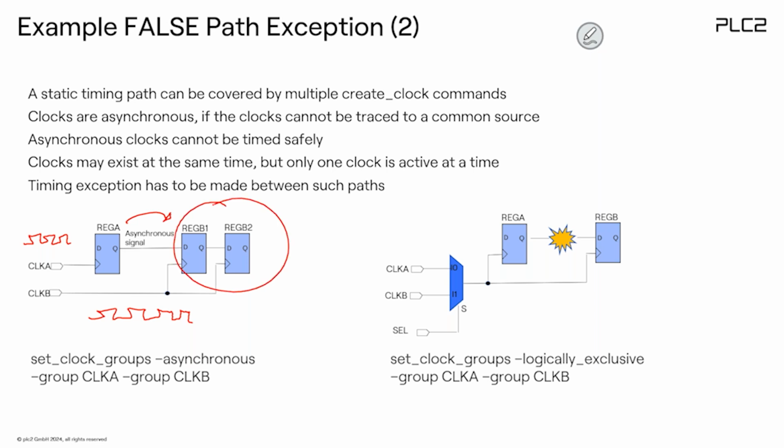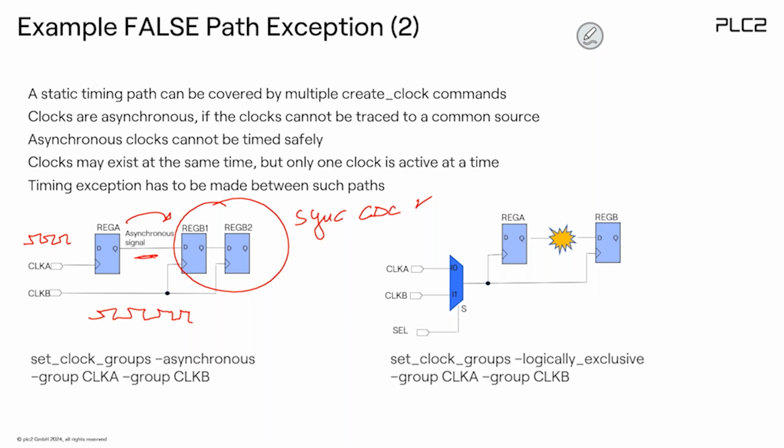Therefore, what you do here is a sync. It's a sync for CDC, clock domain crossing. So this is absolutely okay. This is good, but Vivado will try to optimize this path, but this doesn't make sense at all because they are asynchronous.